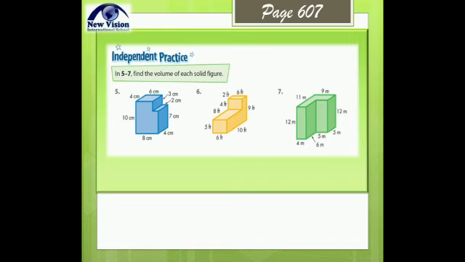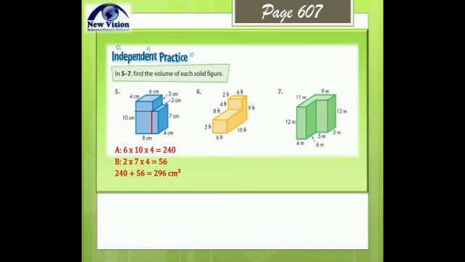For number 5, first let's divide it vertically. So prism A is 6 times 10 times 4 equals 240. Prism B is 2 times 7 times 4 equals 56. Finding the total volume, 240 plus 56 equals 296 cubic centimeters.